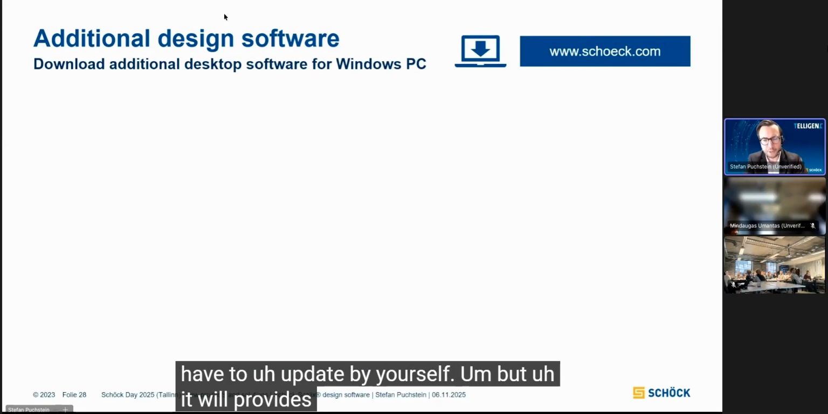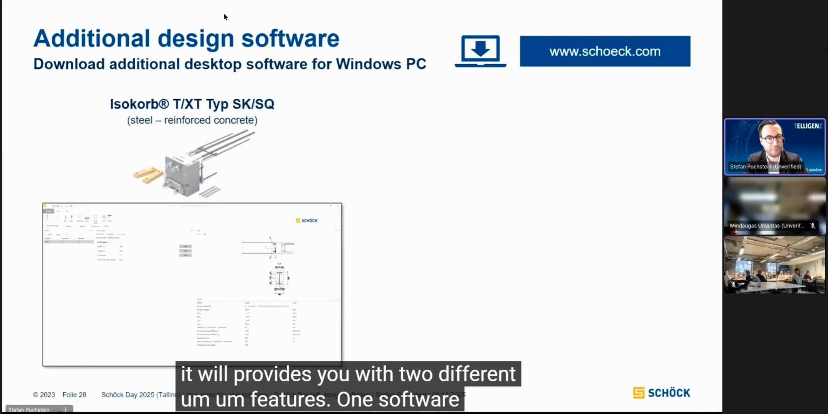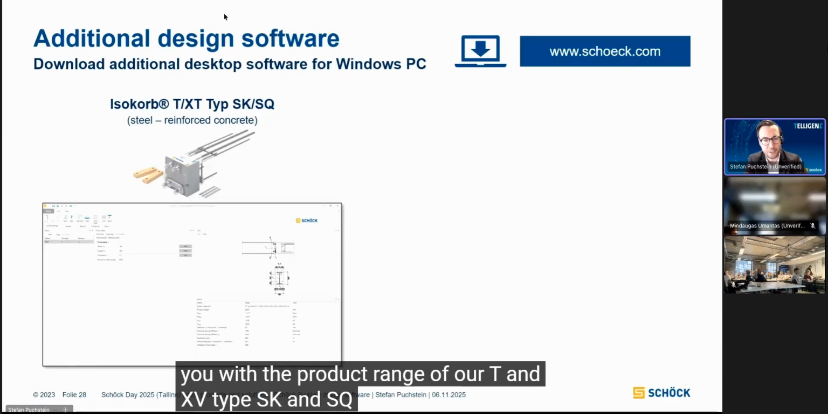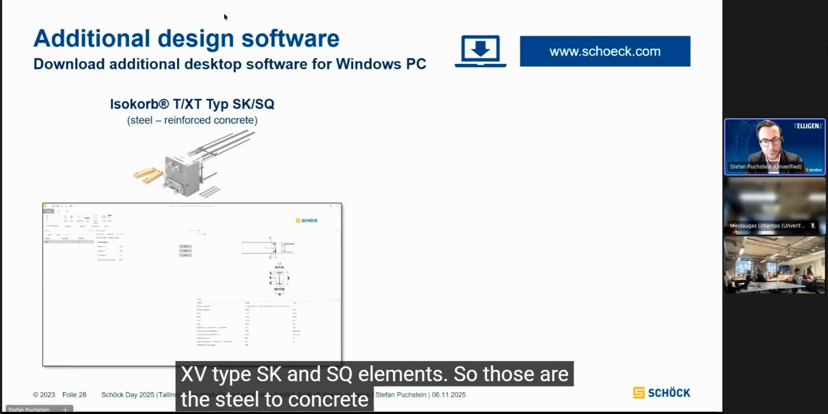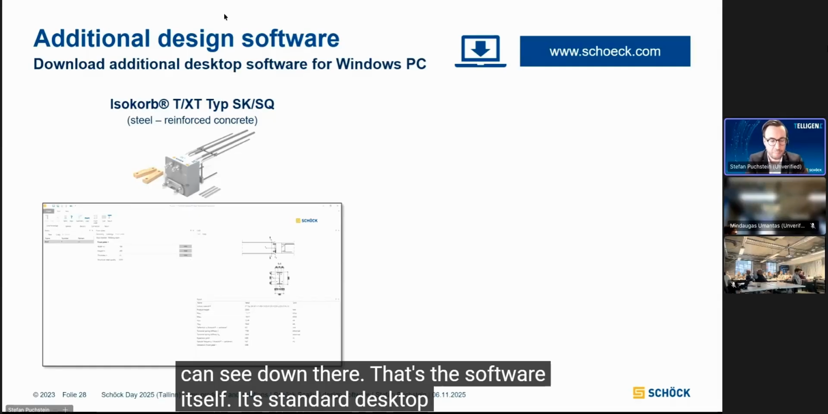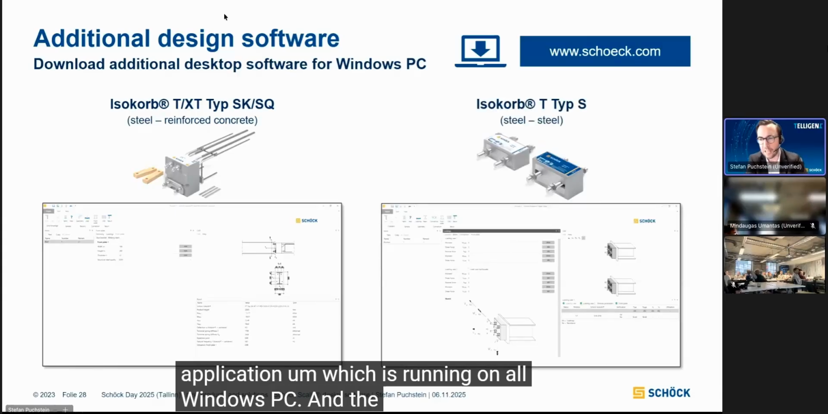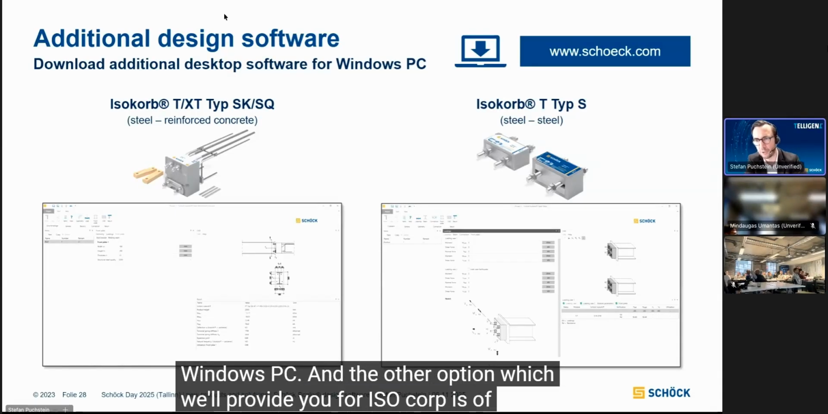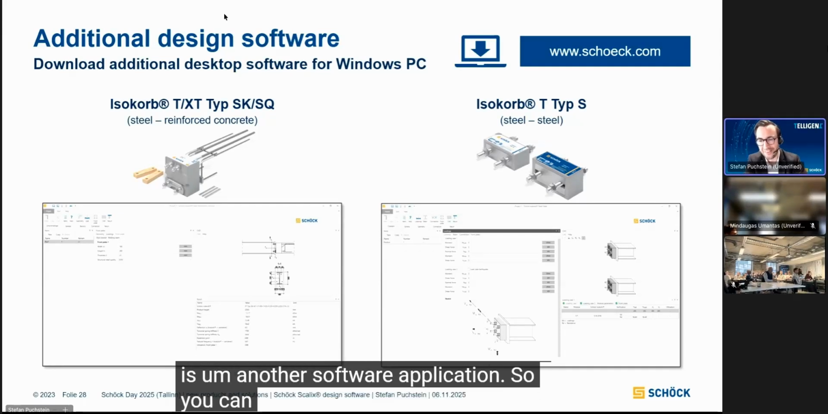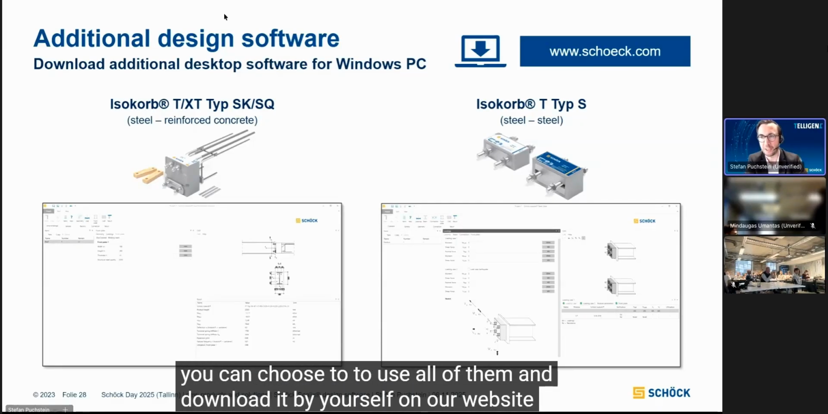But it provides you with 2 different features. One software provides you with the product range of our T and XT type SK and SQ elements. So those are the steel to concrete elements. As you can see down there, that's the software itself. It's a standard desktop application, which is running on all Windows PCs. And the other option which we provide for isocorp is, of course, our steel to steel elements, which is another software application. So you can choose to use all of them and download it by yourself on our website, Schöck.com.